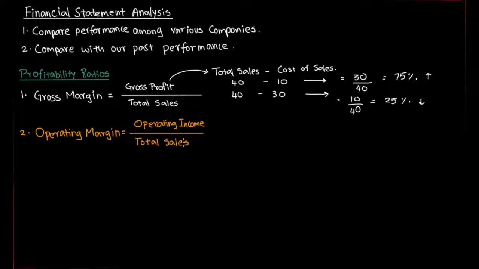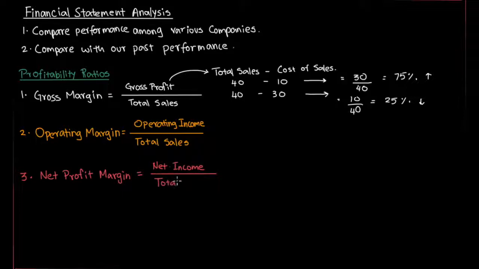The same thing applies here: operating income is equal to gross profit minus operating expenses. If the operating expenses are very low, the ratio will be higher. That means it is a more profitable firm. And finally, we have the third main ratio, which is the net profit margin. The net profit margin is very important. It is net income divided by total sales.